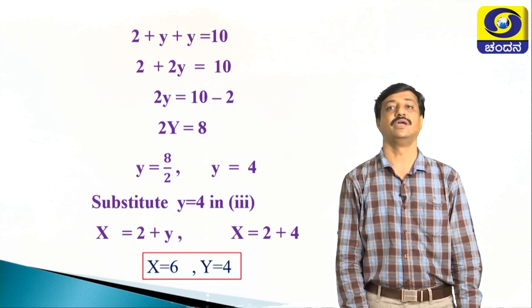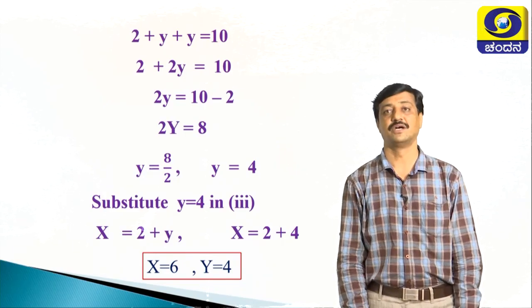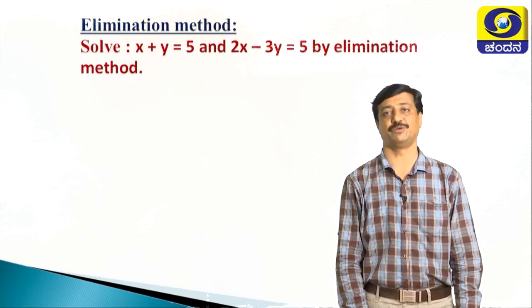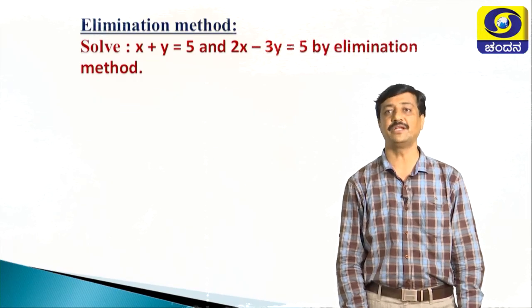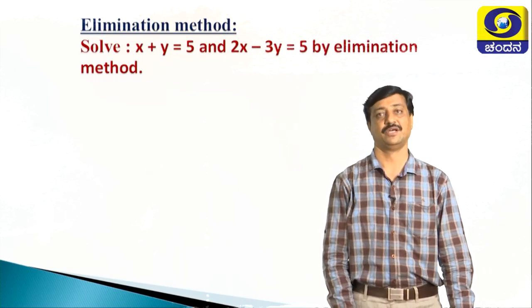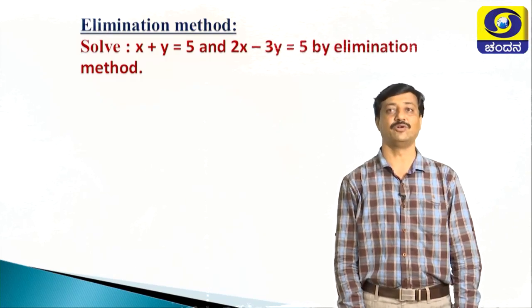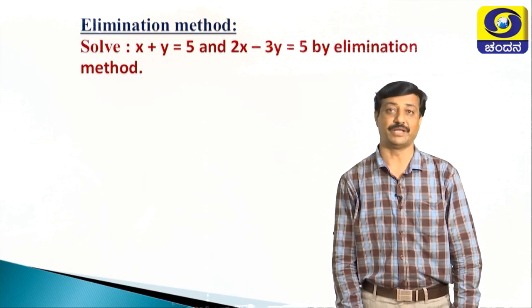It is also an important question from the examination point of view. Usually, they will ask for 2 marks. Now, the next method is the elimination method. We are going to eliminate one of the two variables. So, here is a question. Solve x plus y equal to 5 and 2x minus 3y equal to 5 by elimination method.